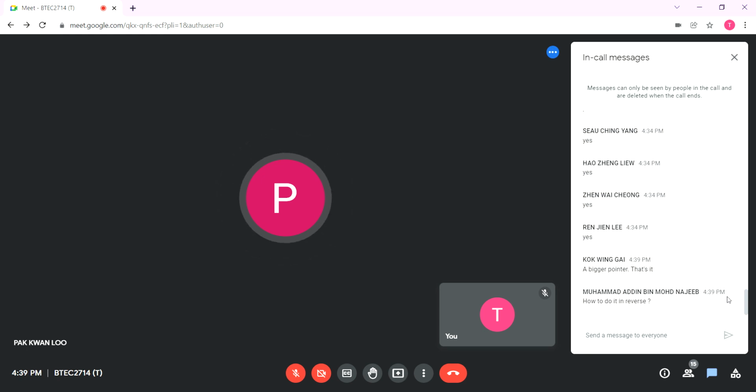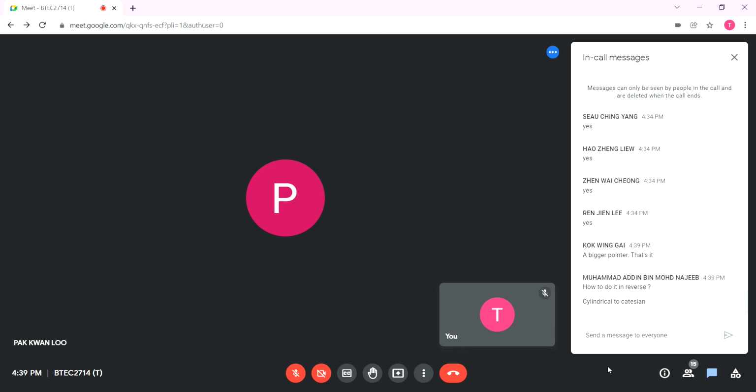How to do it in reverse? If you want to do it in reverse, you have two methods here. One is, as I have presented here, using a matrix. You can do an inverse matrix for this. So the reverse of this, you can do an inverse matrix of this.